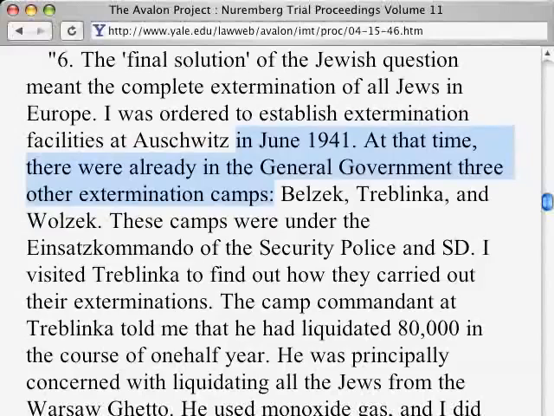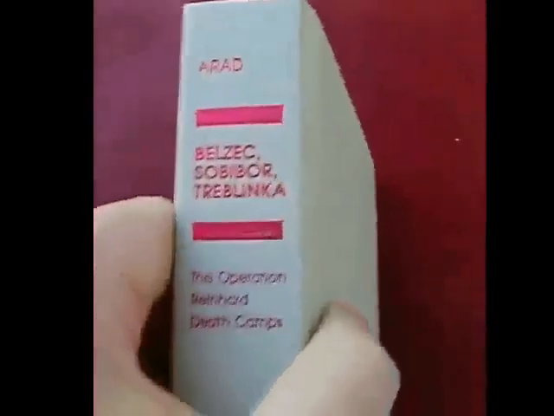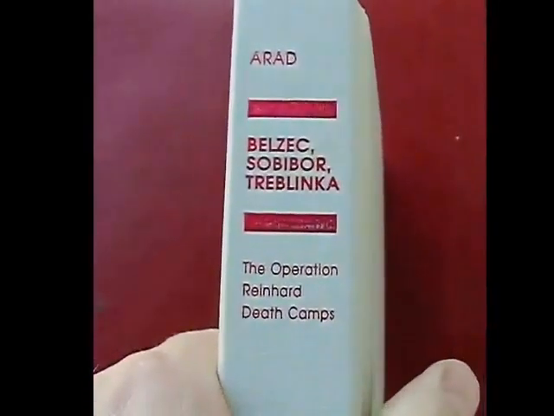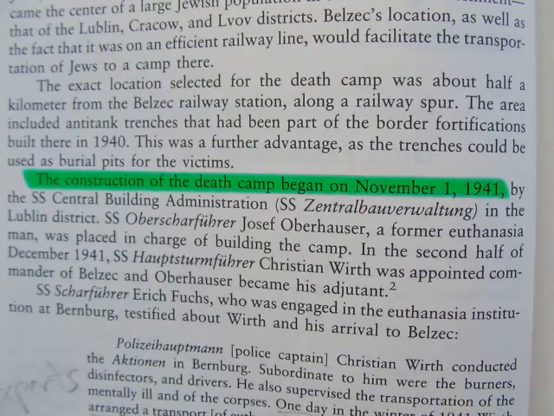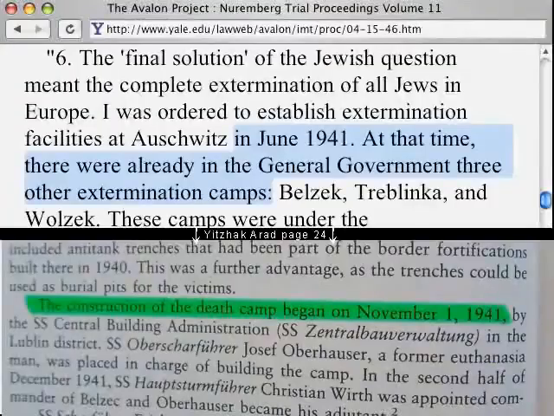Notice that Höss says that in June 1941, there were already in the general government 3 other extermination camps. But if we look at Yitzhak Arad's book, we see that they hadn't even started building any of the camps at that time. On page 24, we read when they began the first camp, Belzec. "The construction of the death camp began on November 1st, 1941." You can pause the video and look at them side by side.